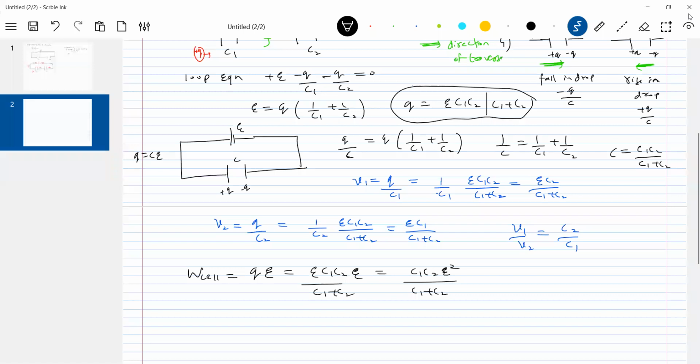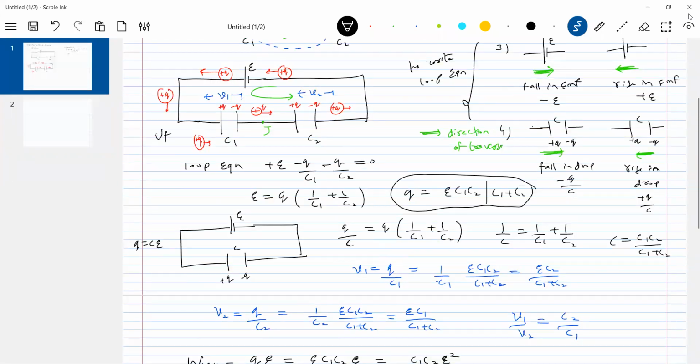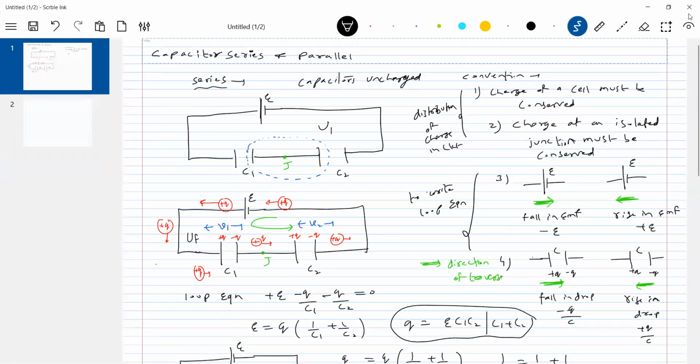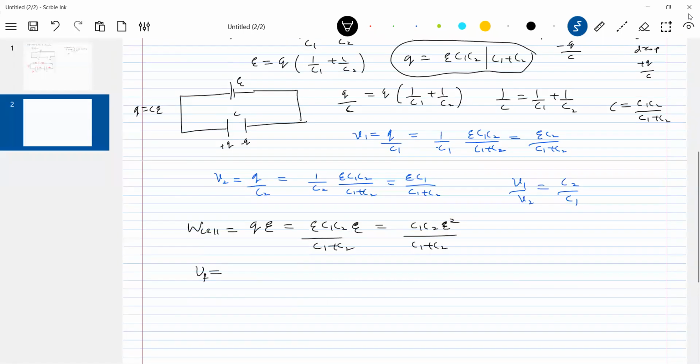And then what about energy stored in the circuit? Energy stored in the circuit is equal to U final. Initially there was no charge. What is U initial? U initial will be 0. So the final energy stored in the circuit, I'll write it here, UF. Initial energy, how much? It was 0. There was no energy. So this should be equal to Q square by 2C1 plus Q square by 2C2. Substituting this, we'll get this UF. So the value of Q we have to substitute here.